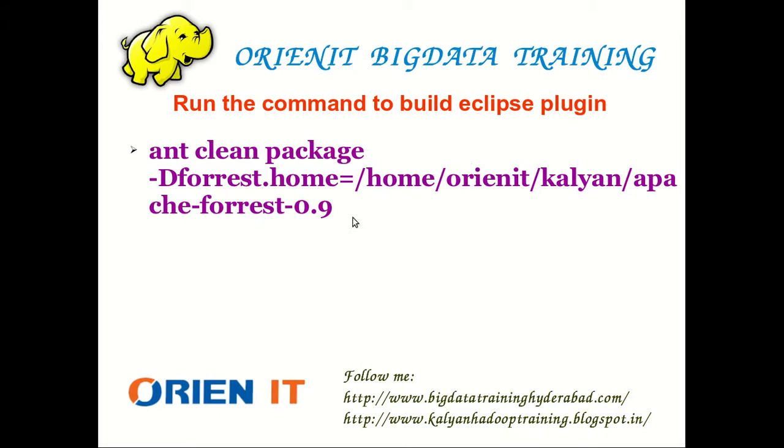Once we add this, we need one more prerequisite software, which is Apache Forest. Once you download the Apache Forest software, place it in your home folder wherever you want; as part of my installation I'm using the /home/Kalyan folder. I have downloaded and extracted it. Once everything is done, give the command in the terminal: mvn clean package -Dforest.home=/home/Kalyan/apache-forest-0.9. This will take some time to prepare a plugin.